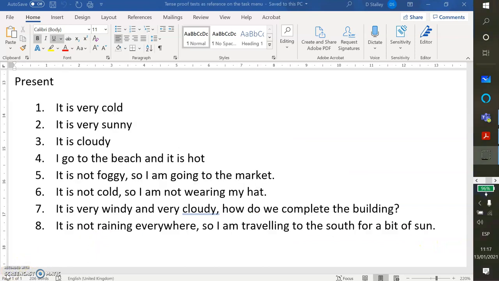Okay, so this is the last part of the proof test for the weather topic. These are the 8 sentences. They kind of move along on complexity, so they start off slightly less complex and become more complex as they go through. If you haven't done them already, just pause it now, have a go, and then we'll go over the answers in a second.